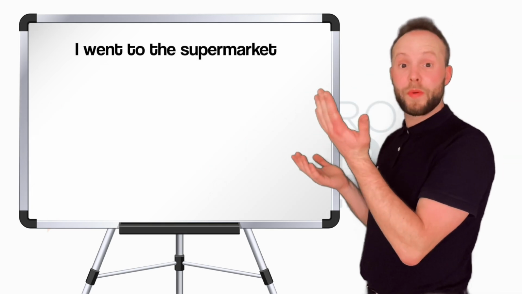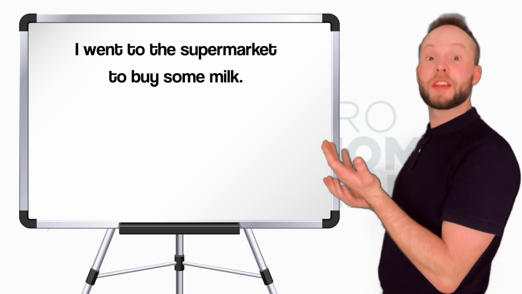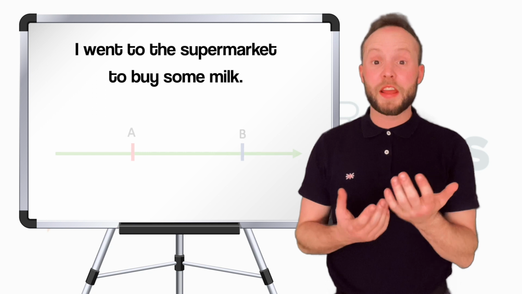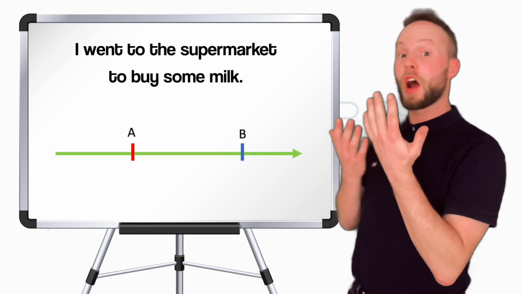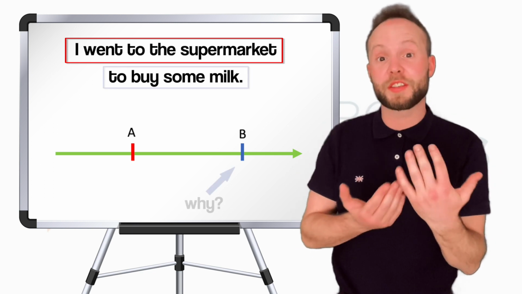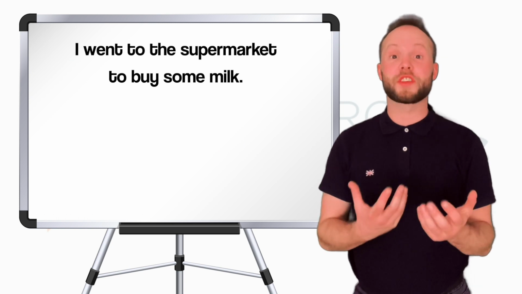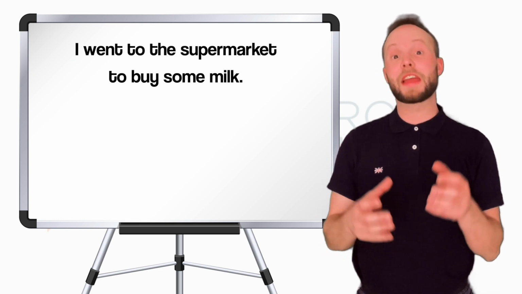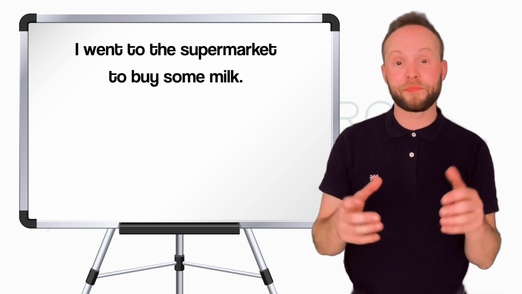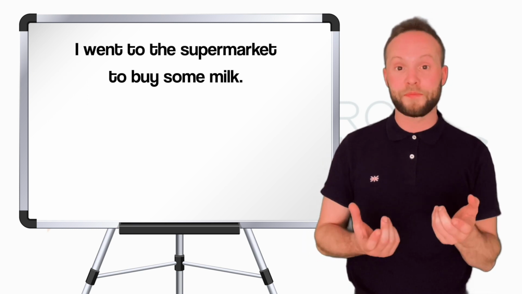I went to the supermarket. Why? I went to the supermarket to buy some milk. We can see here that the first thing I did was I went to the supermarket. And the reason or the purpose I went was to buy some milk. Notice that after the connector to, we are using a verb to make a full infinitive, to buy. And there are 3 connectors we can use that follow this pattern.